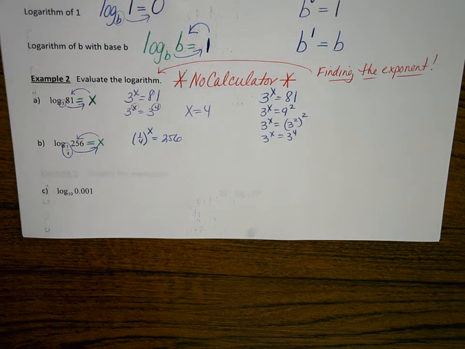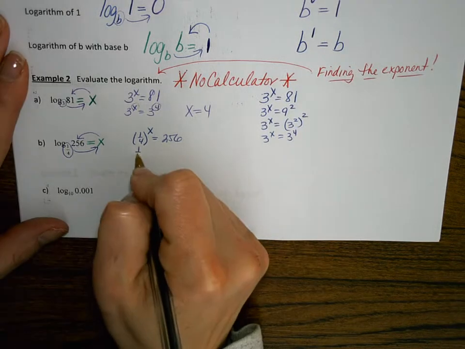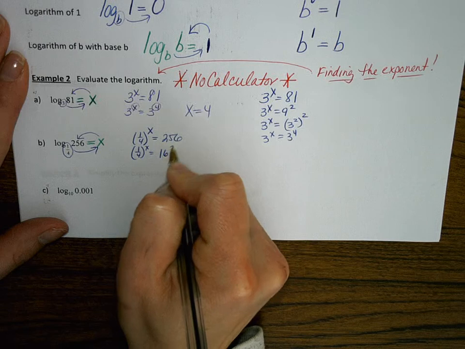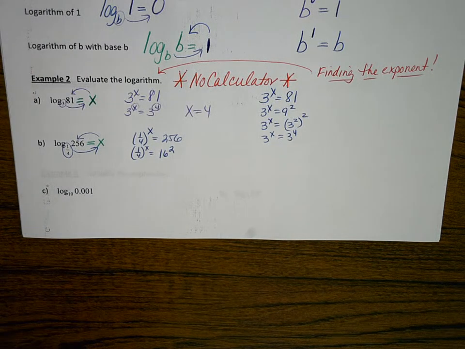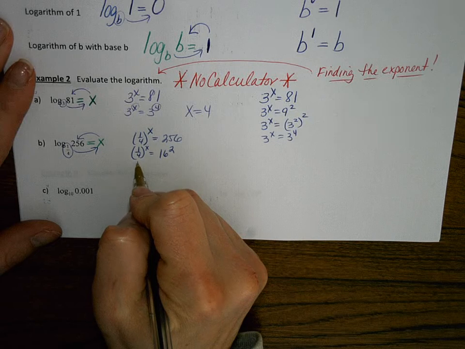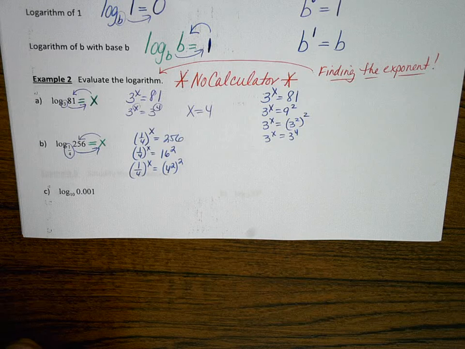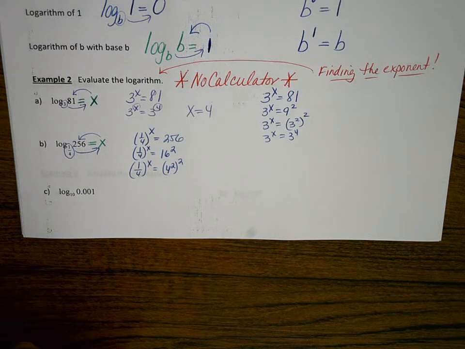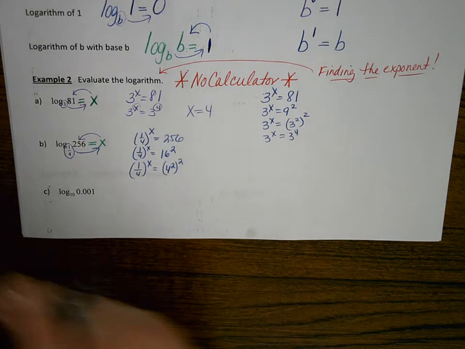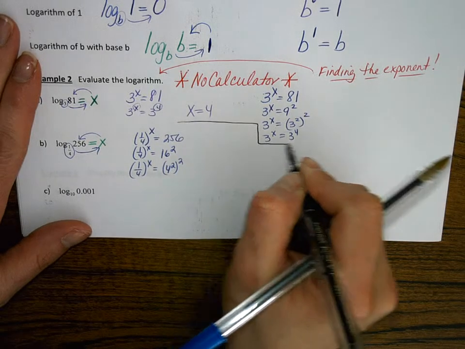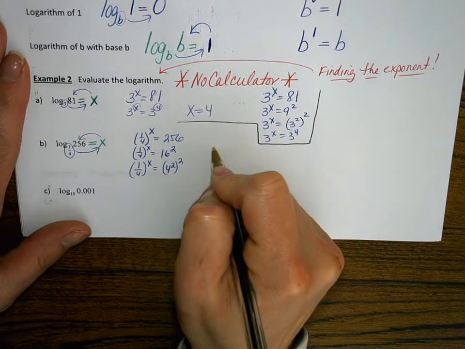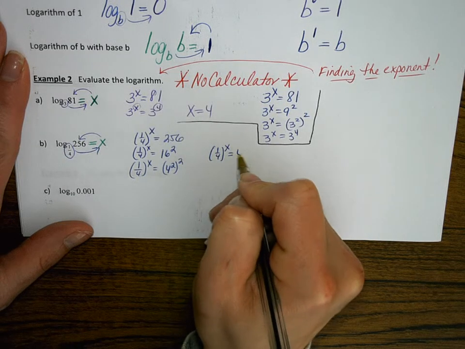All right, what are we thinking? 256, holy smokes. What are you thinking with 256? 16 squared. All right, I can do that. 1/4 to the x is equal to 16 squared. 16, what are we thinking? 4 squared. All right, so we got 1/4 to the x is equal to 4 squared squared again. So really 256 was what? 4 to the 4th. Okay, so I have 1/4 raised to the x equal to 4 to the 4th.